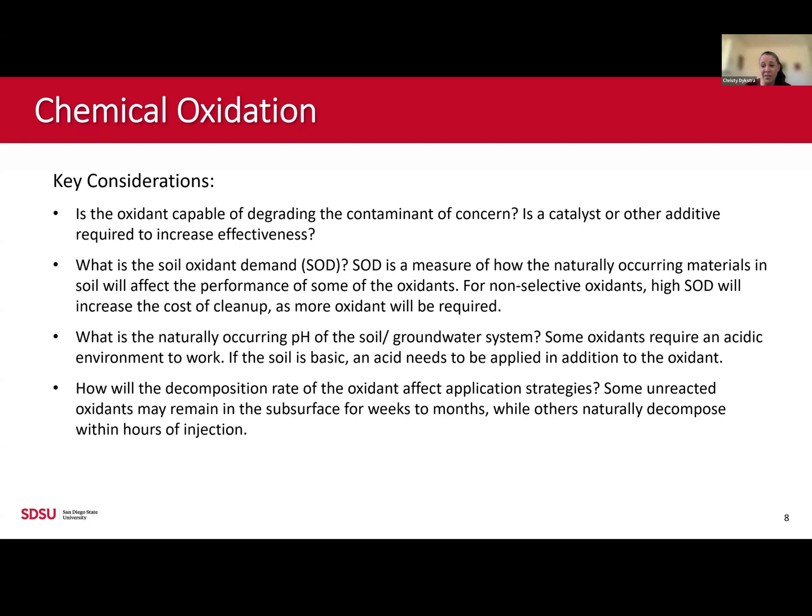Or even if we have a second remediation option that we want to use, like bioremediation, would this be something that would impede it if we put it into the environment? So we have to think about that as well.